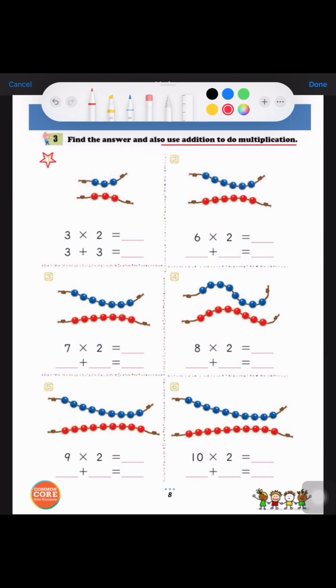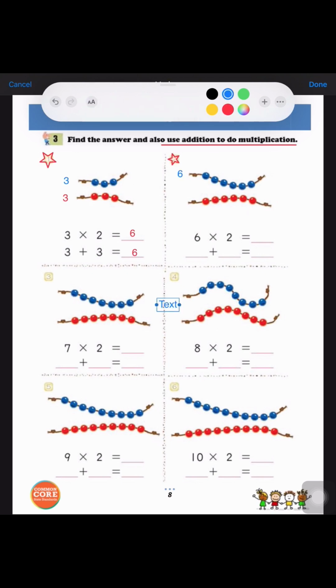Question 1. In the blue bracelet, there are 3 beads, and in the red bracelet, there are also 3 beads. So how many beads are there? It will be 3 times 2, which is 6. By using additions, it will be 3 plus 3 equals 6.